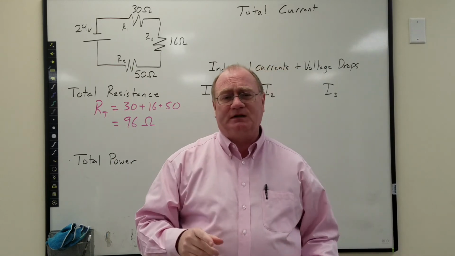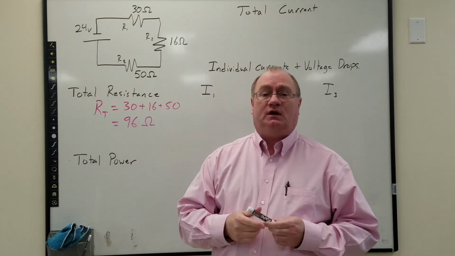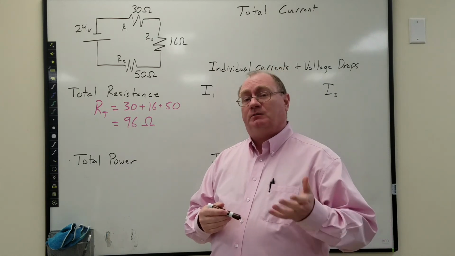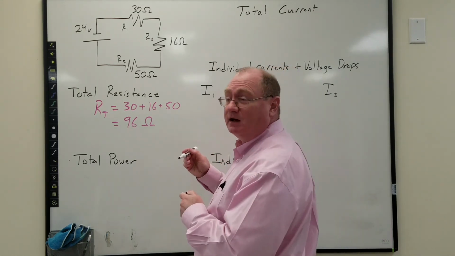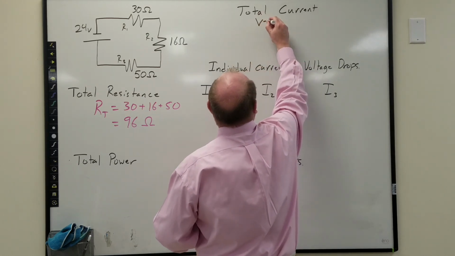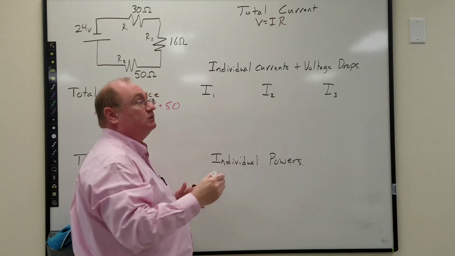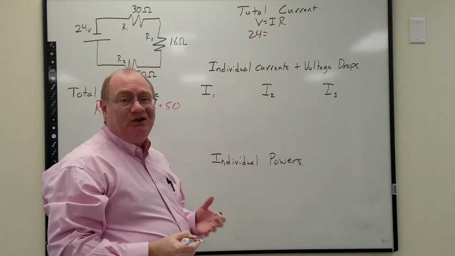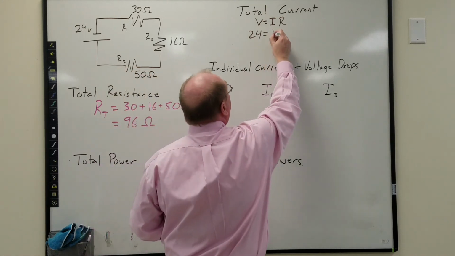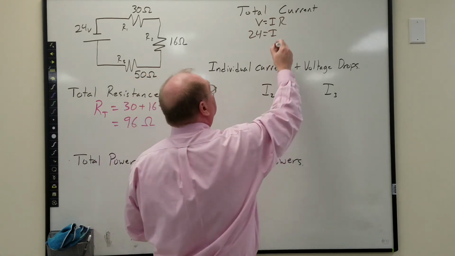Usually after we find the total resistance, we want to find the total current. To find the total current, we're going to use Ohm's law. Ohm's law is voltage or potential difference equals current times resistance. So V equals IR. So our total voltage is 24 volts. Current we don't know. And resistance is 96 ohms.